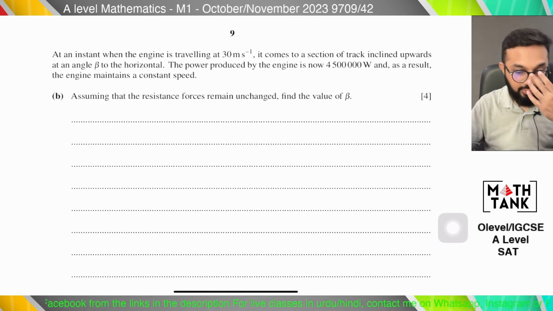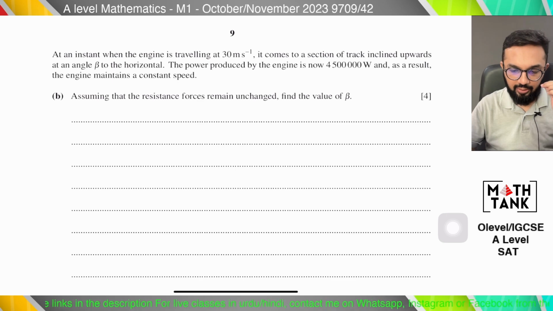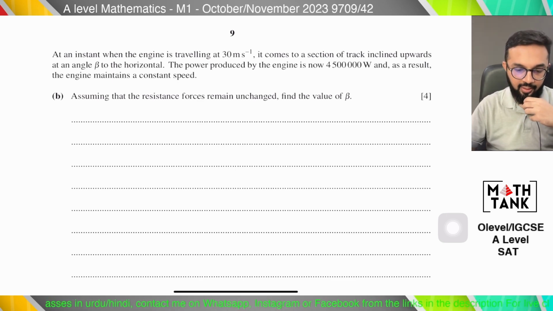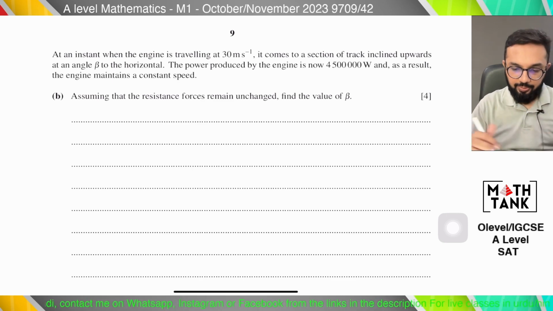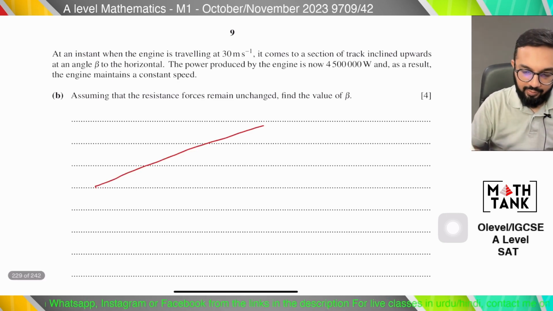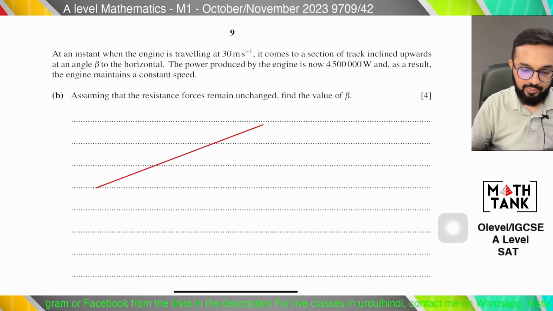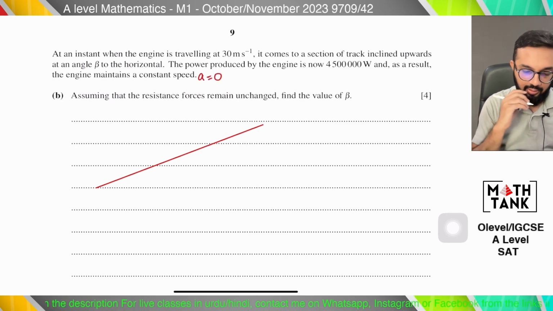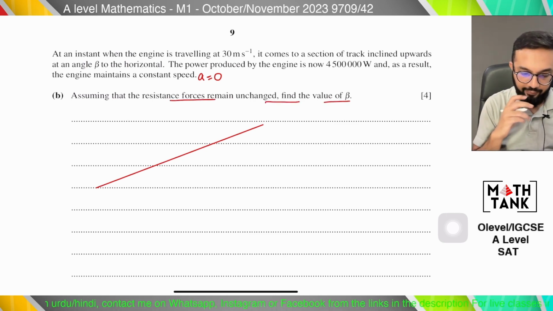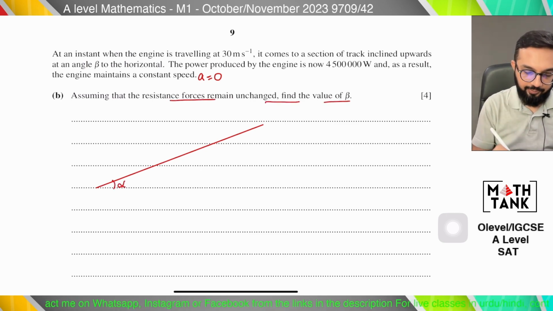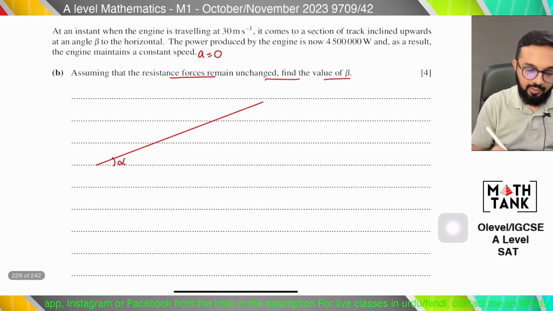At an instant when the engine is traveling at 30, it comes to a section of track inclined upwards at an angle of beta to the horizontal. The power produced by the engine is now 4,500,000 watts, and as a result, the engine maintains a constant speed, so the acceleration becomes zero. Assuming that the resistance forces remain unchanged, find the value of beta. So the angle has become different.